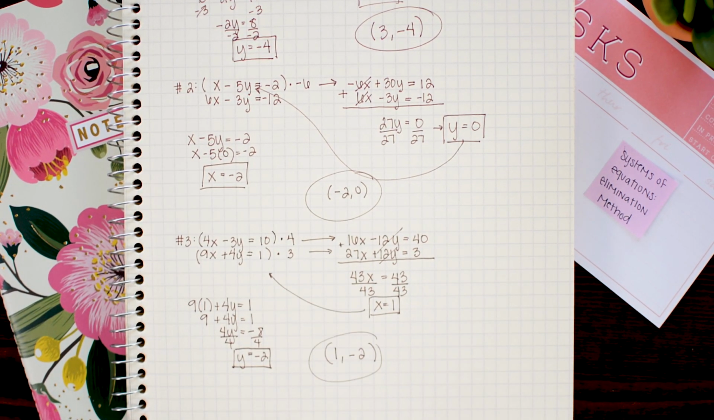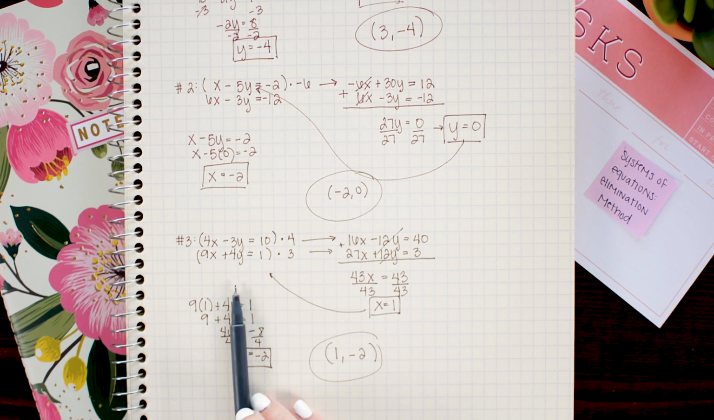In summary, solving systems of equations using the elimination method means that you are going to combine your two equations so that one variable drops out. And if they are not already in a form where one variable drops out, you can manipulate the equations so that they are.